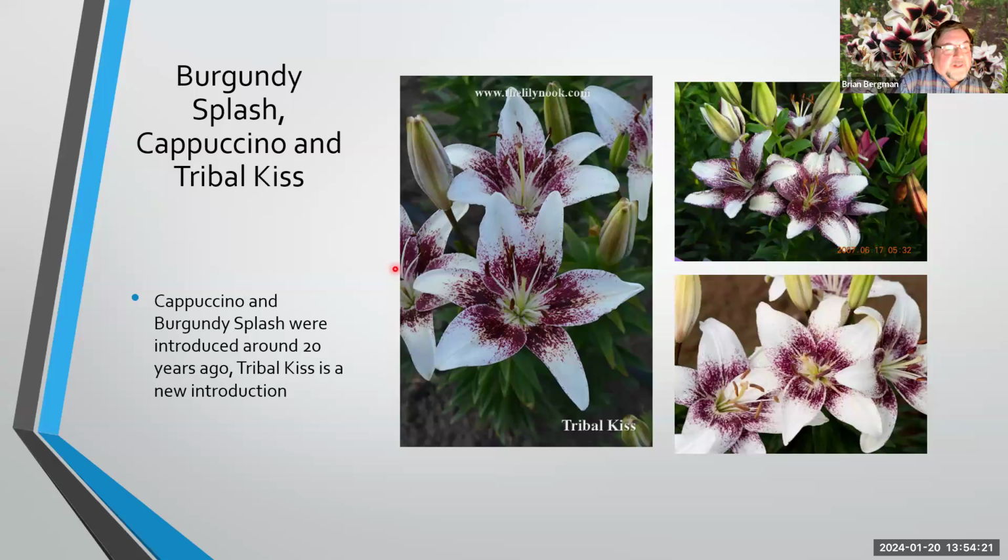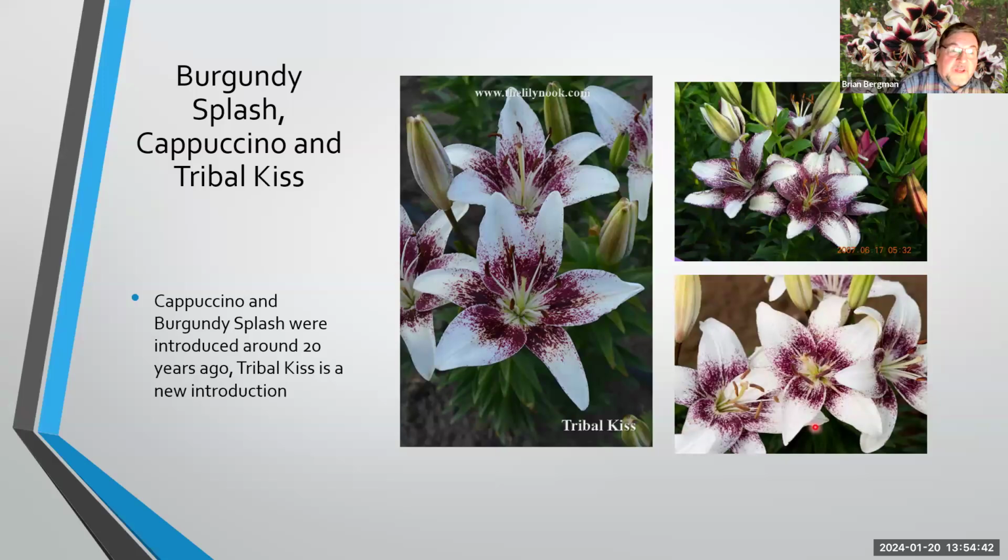Now we're going to talk about our tango lilies. Burgundy Splash, Cappuccino, and Tribal Kiss. Burgundy Splash and Cappuccino came out at the same time, and for the longest time I had difficulty trying to figure out which one was which. These are two on the right-hand side. The top one is Burgundy Splash. This bottom one is Cappuccino.